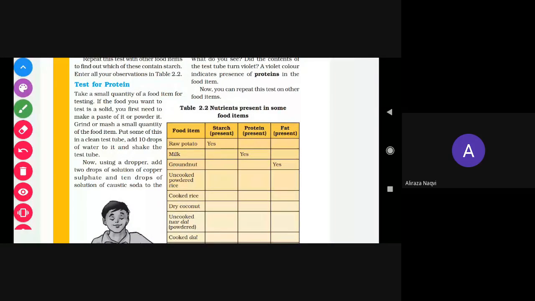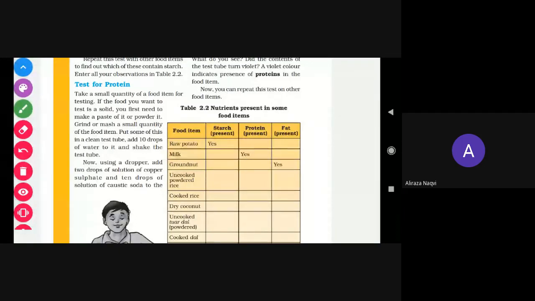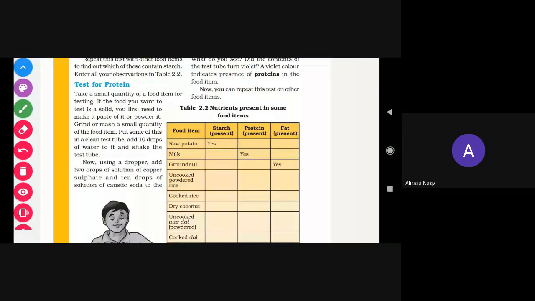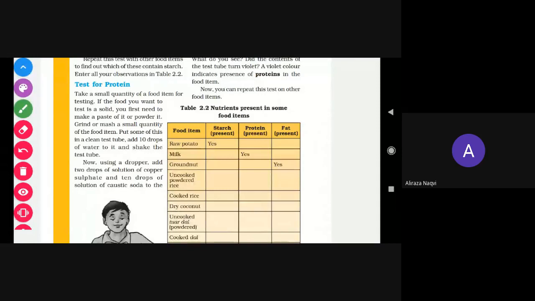So you need to take a small quantity of food item, and because our quantity is solid, we need to convert it into paste. Otherwise, we will not be able to carry out the test. It is common sense that if your food item is in solid state, you will not be able to perform your experiment. To get good results, you need to convert it into a paste. Then we will add a few drops of water, so it will turn into liquid form. This step is not compulsory if your food item is already in liquid form.